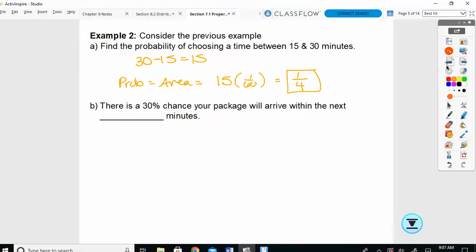Part B. There is a 30% chance your package will arrive in the next blank minutes. Okay, so what I gave you was my probability. 30% is 0.3. We know we get that by doing length times width. I don't know how long that rectangle is, so I'm going to call it x. What is the height of my rectangle always?